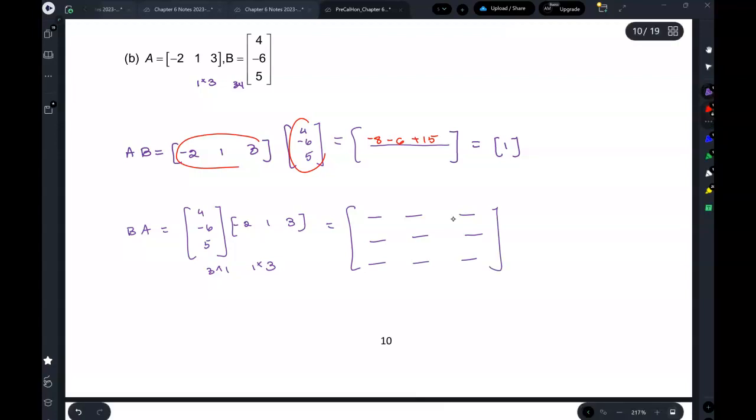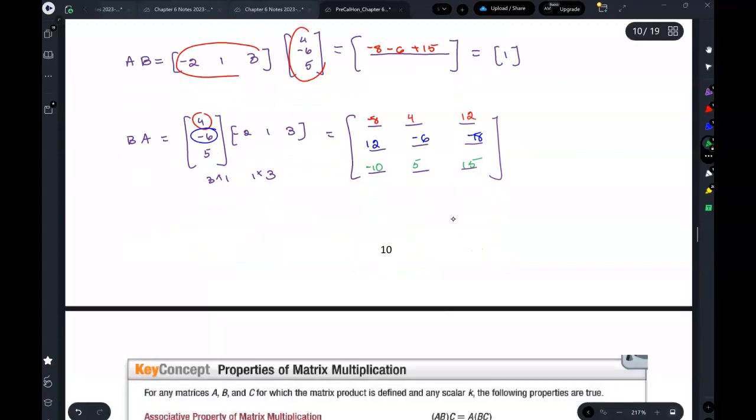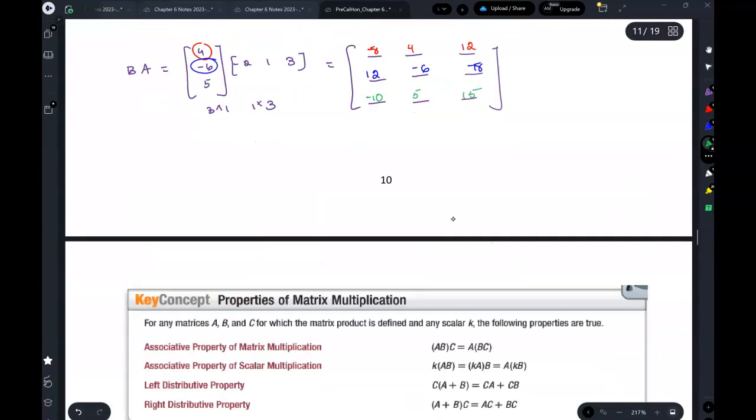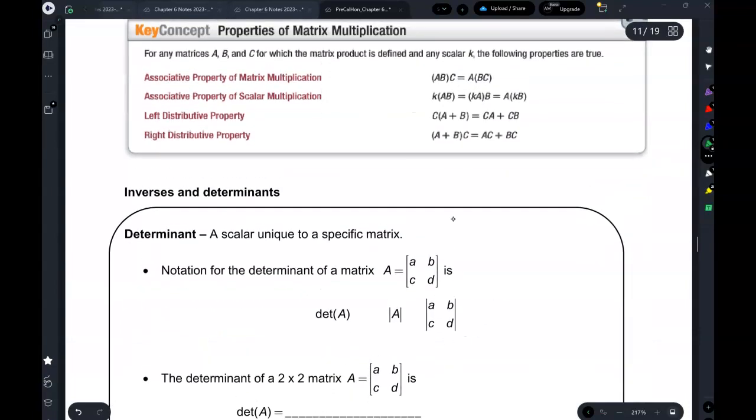Okay, but look at how cool this is. Row 1, column 1, it's just one number in each. So this is just negative 8. So what's the one next to it? 4 and then 12. So going to the bottom, the second row. Fabulous. Negative 10, 5, 15. I feel like that's a sleigh, right? Okay.